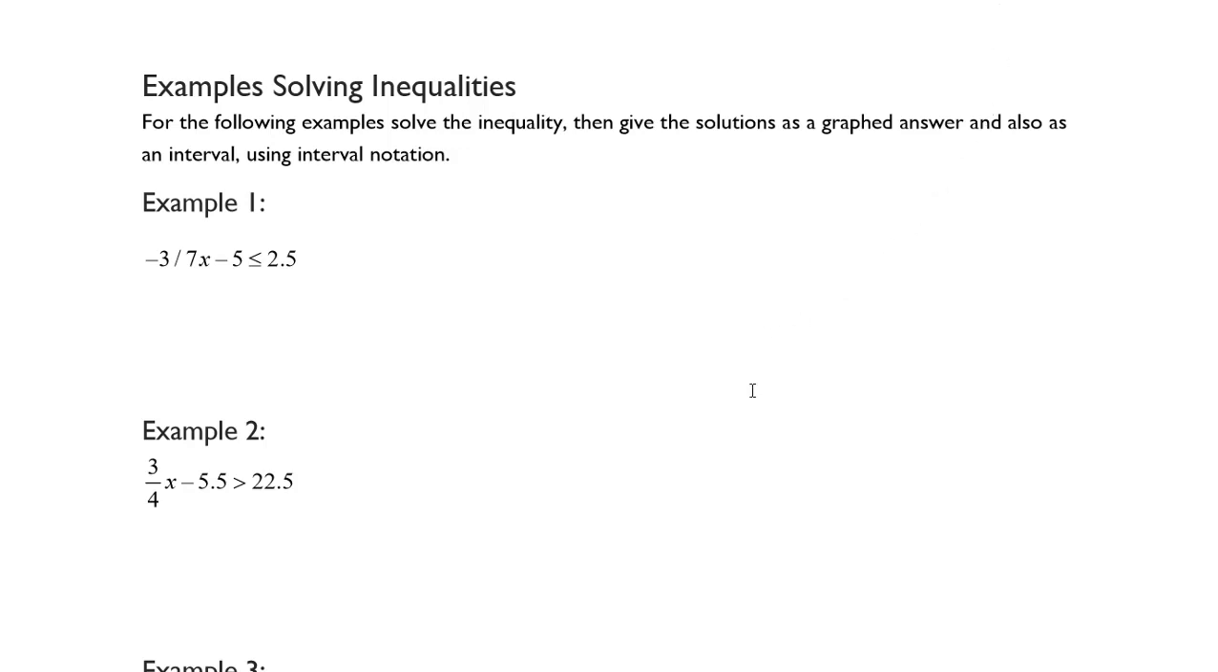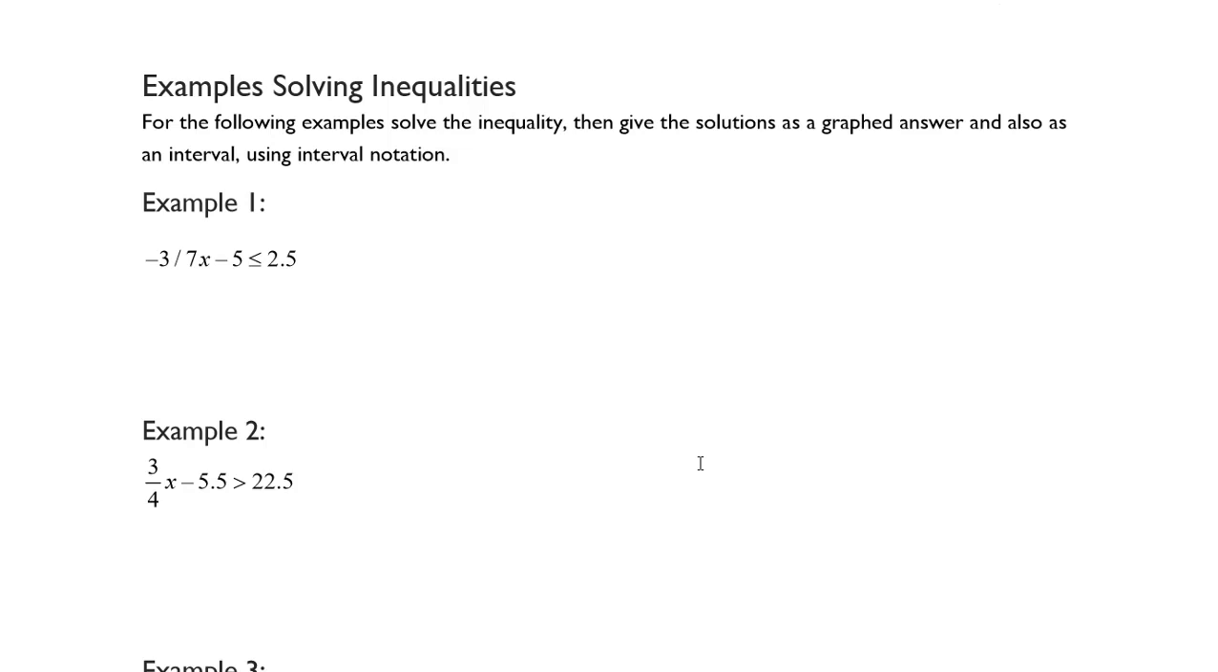Hi everyone, we're back and we're going to work on examples solving inequalities. This video is way more procedural than the other ones where we were looking at real life application, and in this one I'm just going to focus on the process of solving an inequality over and over and over again.